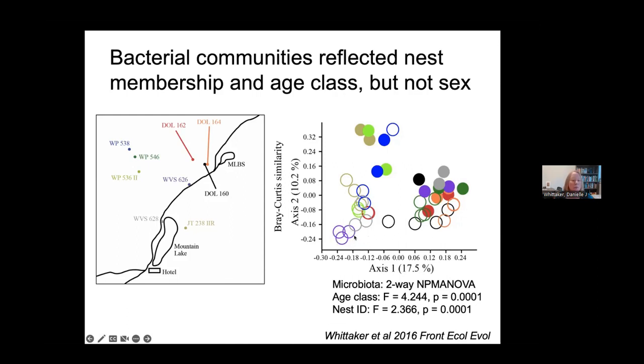So these 3 purple nestlings from this purple nest, they are very similar in their bacterial communities. And their parents are over here, but they're very similar to each other as well. And you can see the same pattern with all the colors. We do see that the adults and the nestlings are a bit different. We see a statistical difference based on that age class. We also see that nest identity is significant here. So birds from the same nest have similar bacteria.